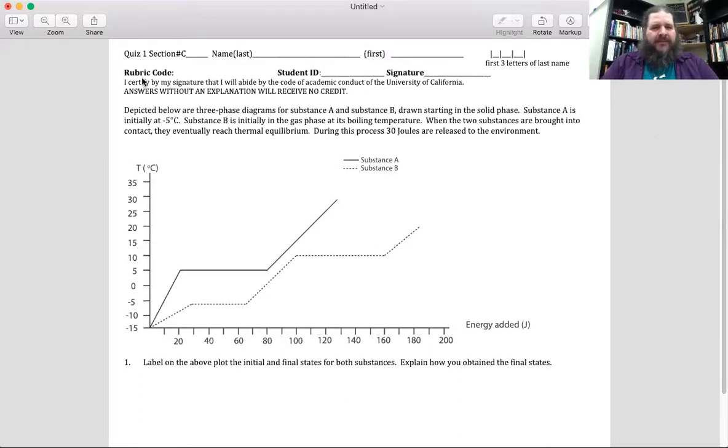Yeah, they might have different masses. They have different melting and boiling points. Yeah, it looks like they definitely have different melting points. Substance A looks like it melts at 5 degrees. Actually, that might even be sublimation.